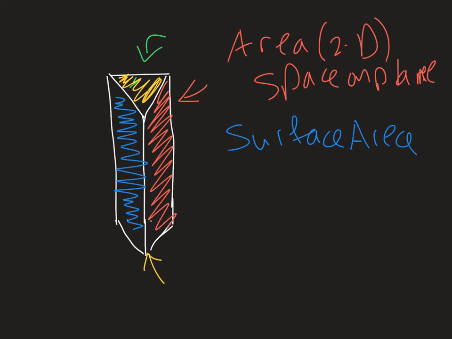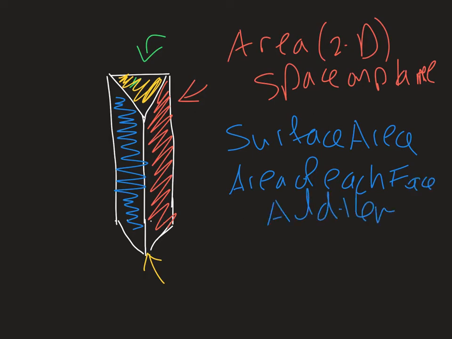So the idea is we're going to find the area of each face of this object, and then we're going to add them up. In essence, we're asking, if we were to press all these faces totally flat, how much space would it take on a coordinate plane?